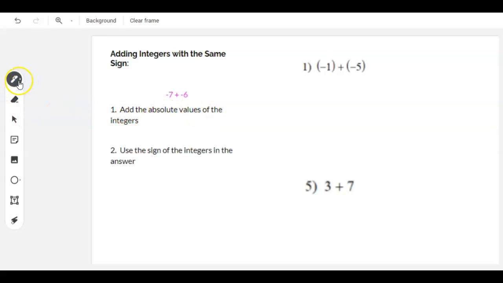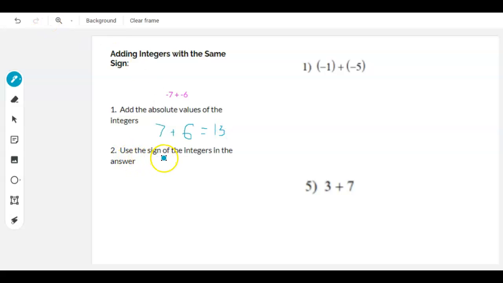If we have not gotten to absolute value, it just means how far is it from 0. So -7 is 7 away from 0. -6 is 6 away from 0. And we keep the plus sign. So we're adding 7 plus 6 to get us 13.